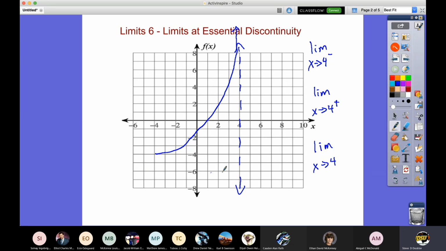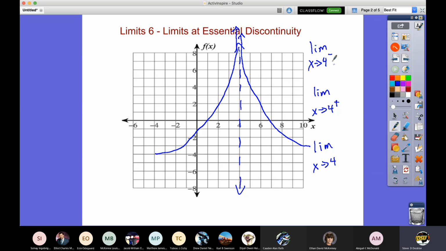All right, and sometimes it'll look like that. The other side, maybe the other side looks like that. All right, so this is a graph we haven't done yet. This is an equation we haven't done yet, but we can figure out what the limit of this is.